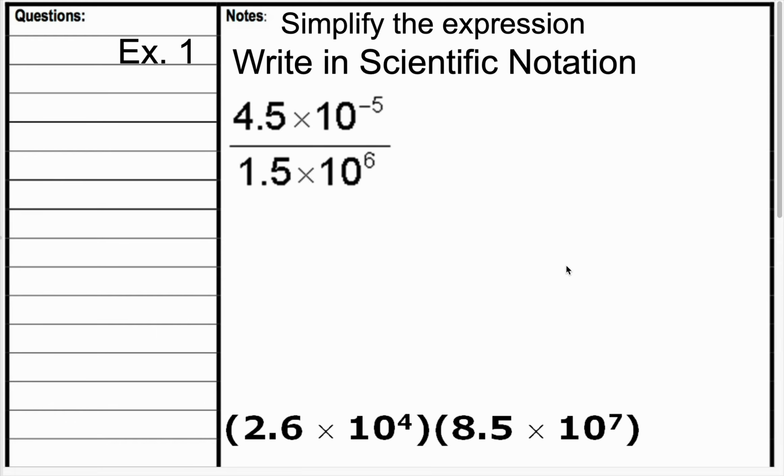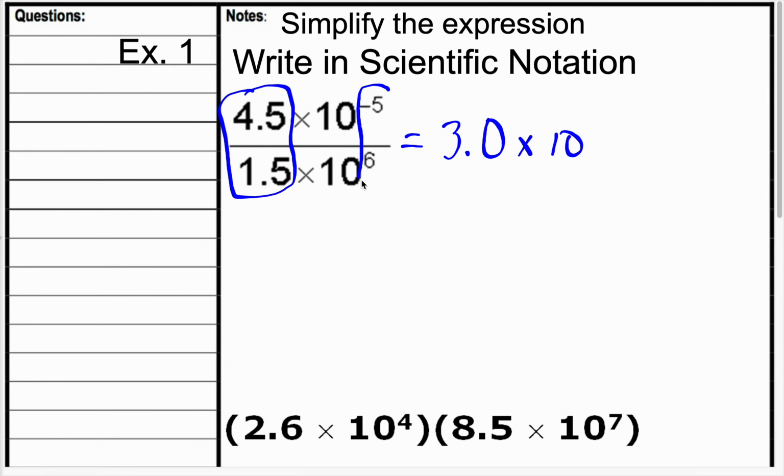All right, example 1. We have a number written in scientific notation divided by another number written in scientific notation. When we do that, we first divide 4.5 divided by 3.5. On our calculator, that is 3. But scientific notation means we can't just write 3, we have to write 3.0. Times 10, okay, we're dividing. Remember, when we divide, we subtract the exponents. So negative 5 minus 6 is a negative 11. And there's our answer.